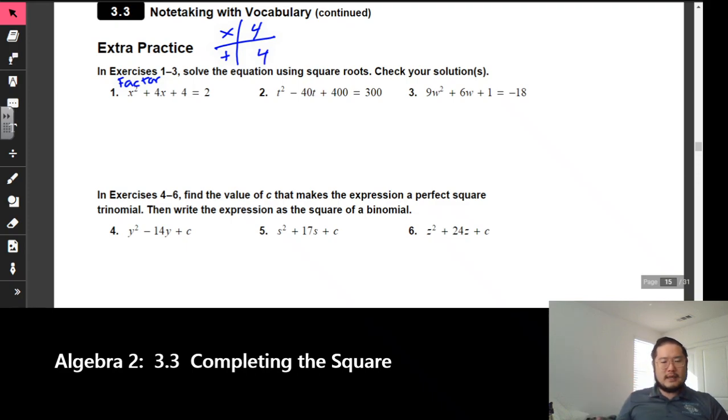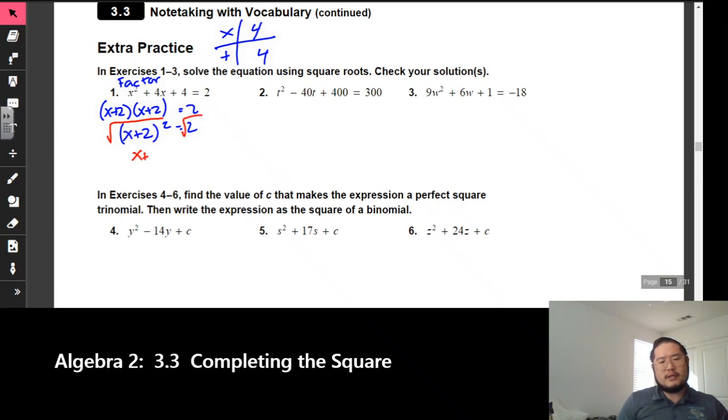There's only one set, and what you'll notice on these problems is that it'll be the same number, 2 and 2. 2 times 2 is 4, 2 plus 2 is equal to 4. So these happen to be binomial squares. So this right here, we can write as x plus 2 times x plus 2. Let's simplify this and write it as x plus 2 quantity squared is equal to 2. Now, in order to get rid of the exponent, what I'll do to both sides is square root it.